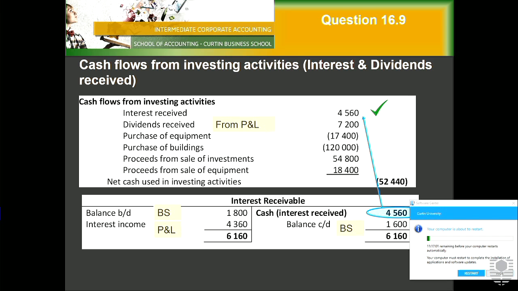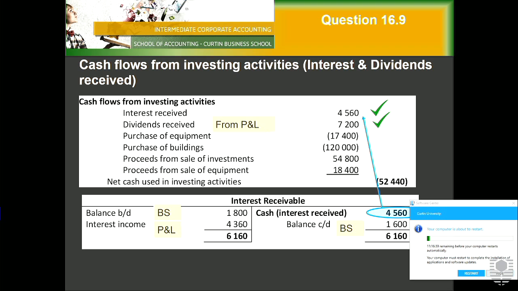Okay, dividends received straight from the P&L. So we've got dividend income, 7,200. There was no dividend receivable account. Had there been a dividend receivable account, you'd have to recreate the dividend receivable account to work out the cash component. There isn't one in your balance sheet, so you must assume that that dividend income was all cash.